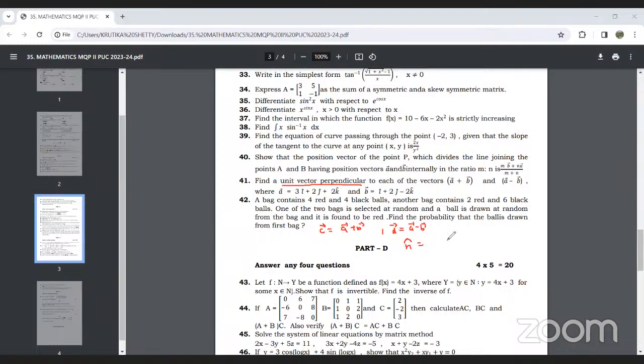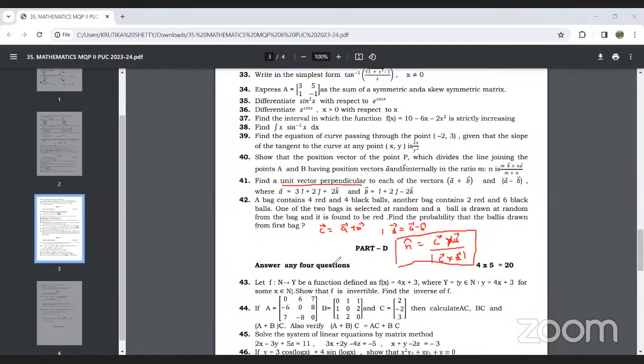So we need to make use of the cross product: c cross d divided by the mod of c cross d. So this will be the unit perpendicular vector formula. You know how to calculate c cross d; the determinant method you have to use, you will get c cross d and then calculate its modulus. So this will be the formula for a unit perpendicular vector.